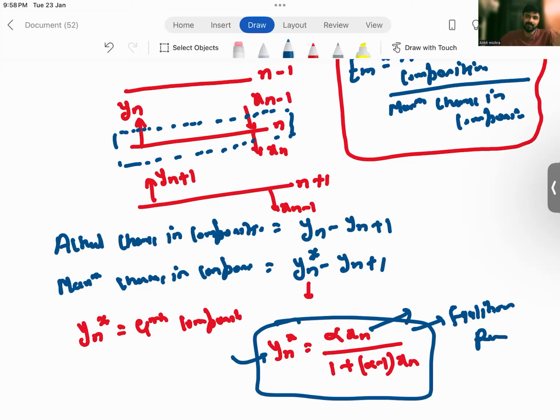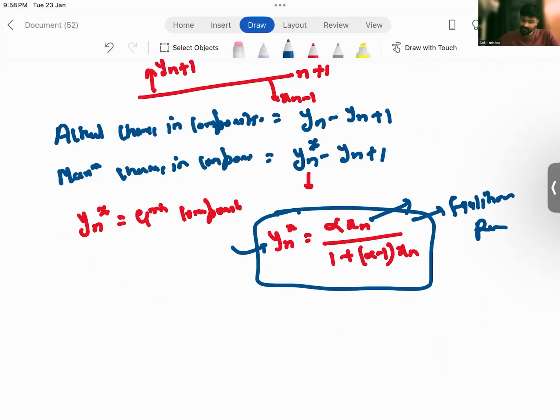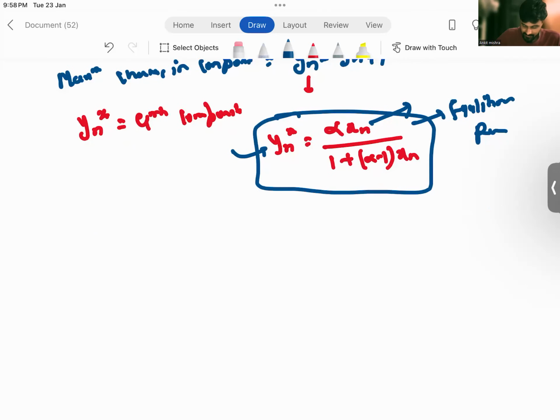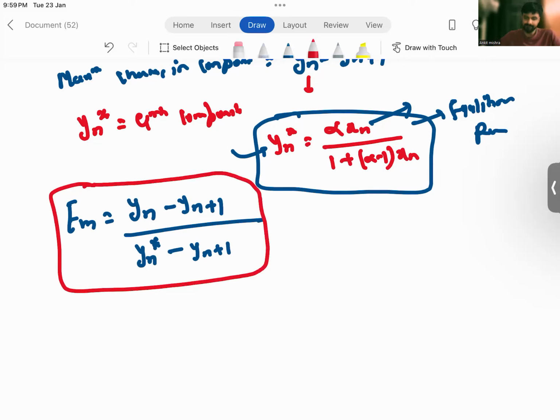where yn star is the equilibrium composition which will be in equilibrium with the liquid leaving that particular tray, which is your xn. So xn is the liquid composition leaving the particular tray, and that will be in equilibrium with the yn. That's why yn star is the equilibrium composition. From here you can calculate yn star as alpha xn upon 1 plus alpha minus 1 xn. So if I want to write the Murphree plate efficiency EM, the actual change in composition is yn minus yn plus 1, and the maximum change in composition is yn star minus yn plus 1. So this is how you can write the Murphree plate efficiency, right?